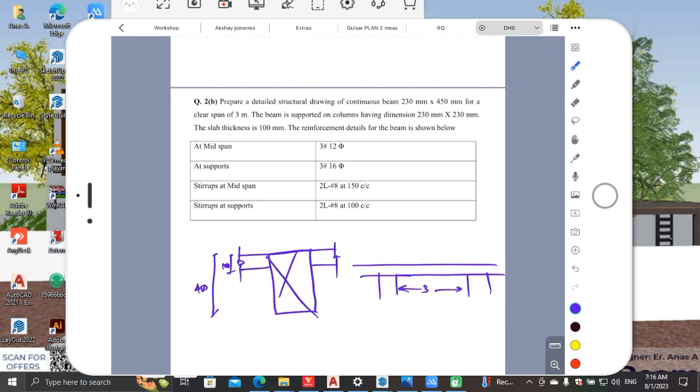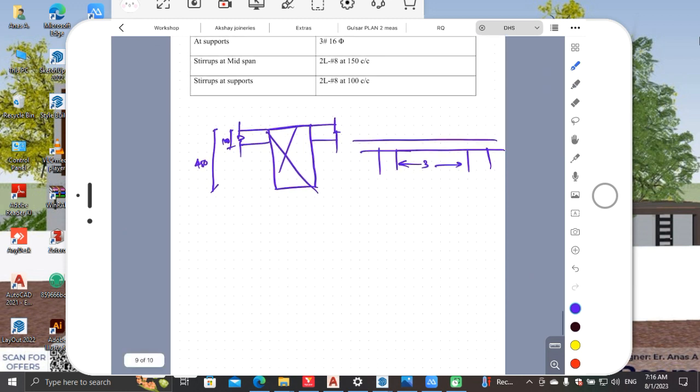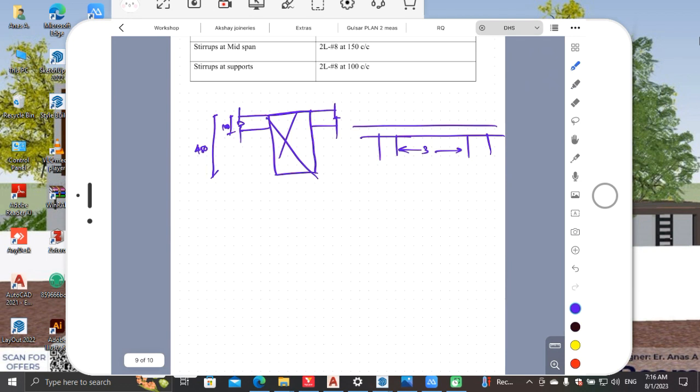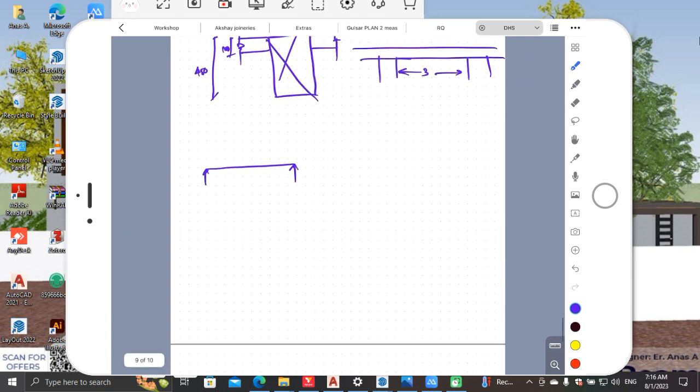So the question is, they have given the reinforcements, the midspan, and the supports, and they also have given the stirrups at the midspan and support. So, what is the difference between a simply supported beam and a cantilever? You have seen the bending moment diagram of a simply supported beam. Suppose this is a simply supported beam. Can you draw the bending moment diagram? This is the bending moment diagram, right?